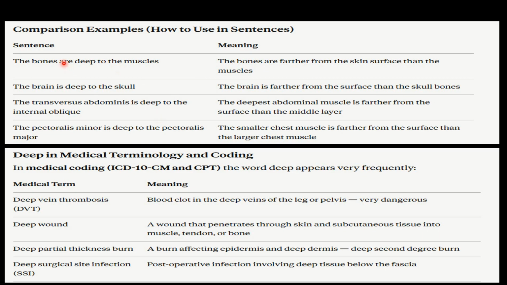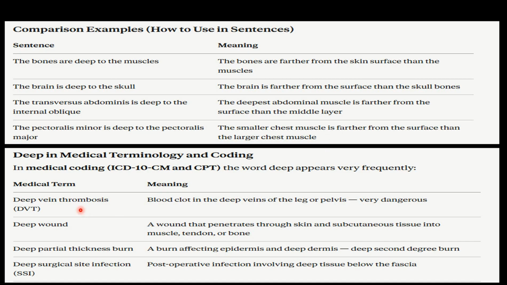So here you can see I have noted down comparison examples. So how to use it in a sentence. The bones are deep to the muscle. That means the bones are farther from the skin surface than the muscle. The brain is deep to the skull. The brain is farther from the surface than the skull bones. The transversus abdominis is deep to the internal oblique, which means the deepest abdominal muscle is farther from the surface than the middle layer. The pectoralis minor is deep to the pectoralis major, the smaller chest muscle that is farther from the surface than the chest muscle.